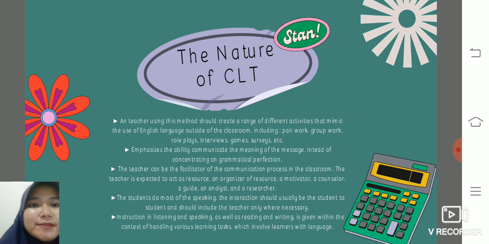The teacher is expected to act as an organizer of resources, a motivator, a counselor, a guide, an analyst, and a researcher. The students do most of the speaking. The interaction should usually be student to student and should include the teacher only where necessary. The instruction in listening and speaking, as well as reading and writing, is given within the context of handling various learning tasks which involve learners with language.